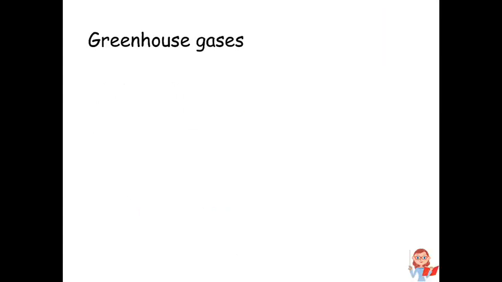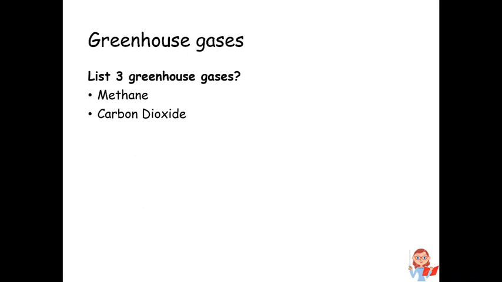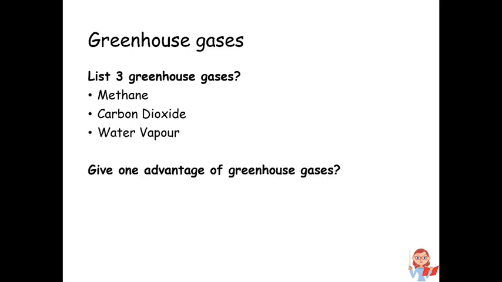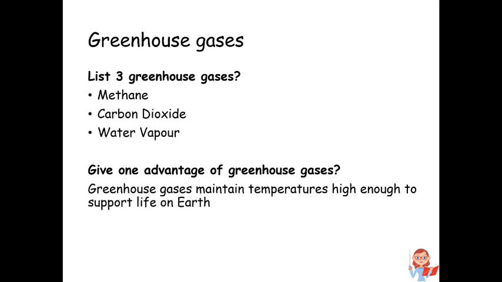So let's have a look at the greenhouse gases. List 3 greenhouse gases: methane, carbon dioxide, water vapour. Give one advantage of greenhouse gases. Greenhouse gases maintain temperatures high enough to support life on Earth. That's the greenhouse effect. As we now know, the greenhouse effect is what enables the Earth to stay warm enough to support life. But how does it actually work?